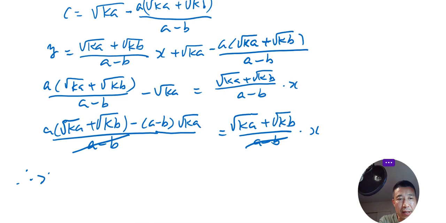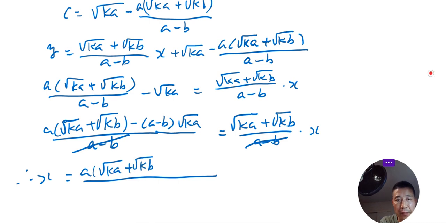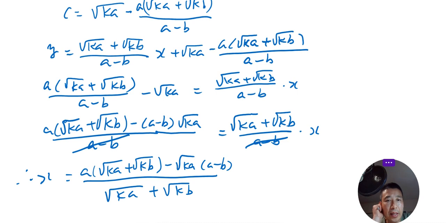So therefore x equals a times the square root of ka plus the square root of kb, minus, I will write it, the square root of ka first, times a minus b, over the square root of ka plus the square root of kb, isn't it? Now we have to cancel out. I see the square root of k can be factorized, right? So that way I can cancel out all the square root of k. I hope you see that.